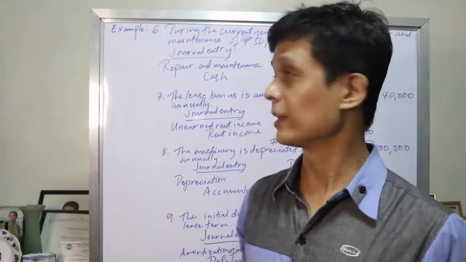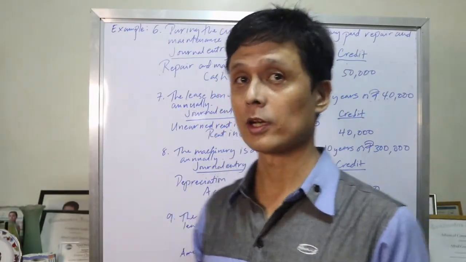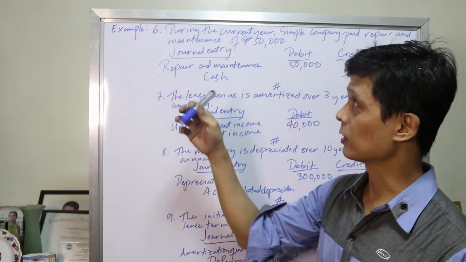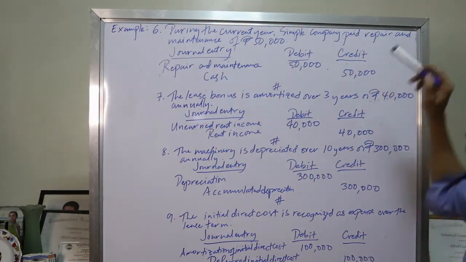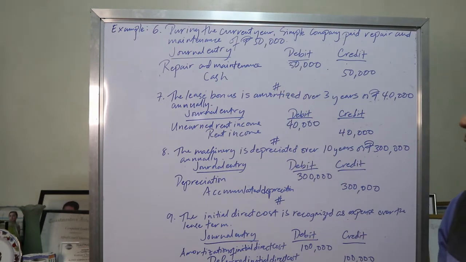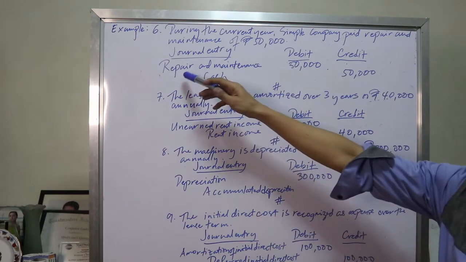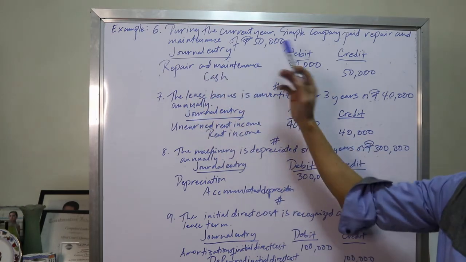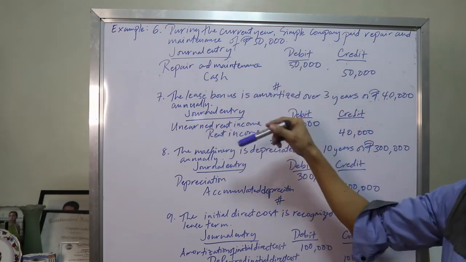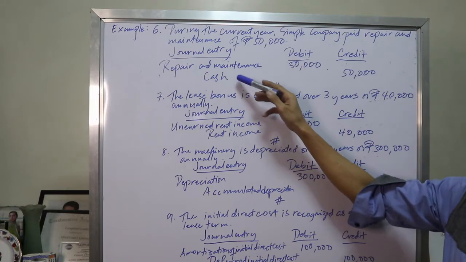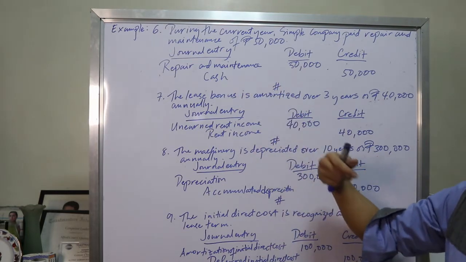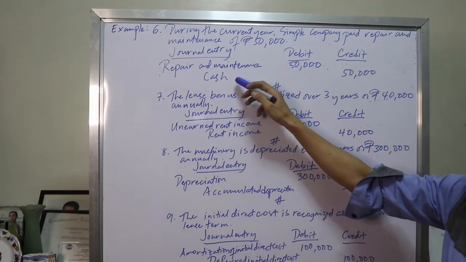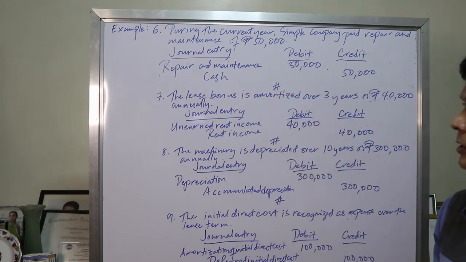So yung pang-anim na entry naman dito, continuing the illustration a while ago, during the current year, Simple Company paid repair and maintenance of 50,000. So i-expense niya kagad yun, so meaning i-debit niya ang repairs and maintenance expense for 50,000, and of course naka-incur siya ng gastos doon, so nagbayad siya ng cash, so credit cash for 50,000 pesos.